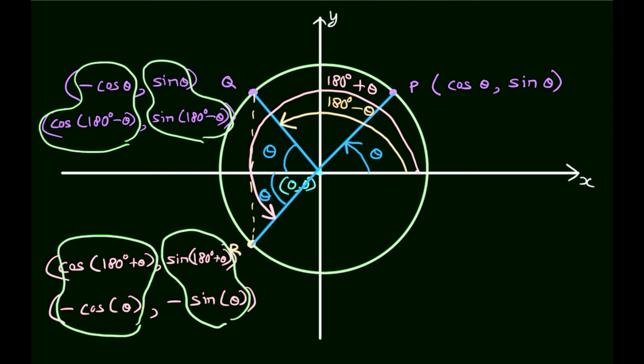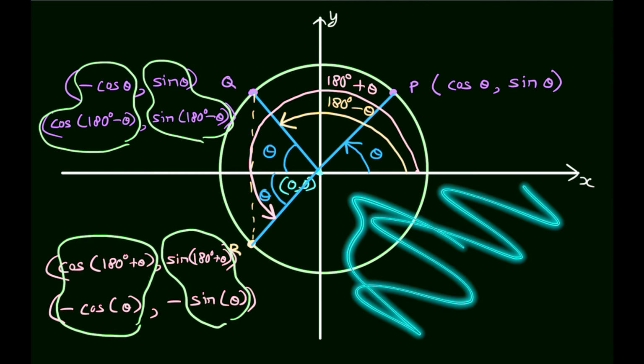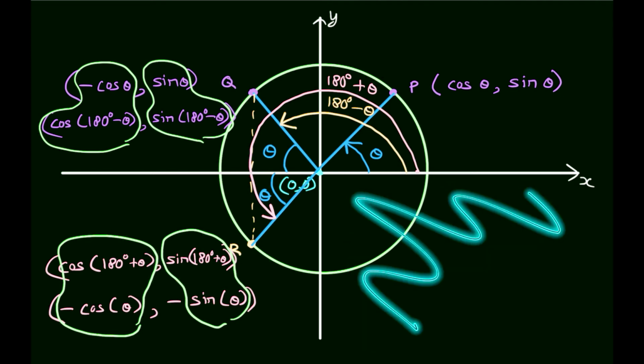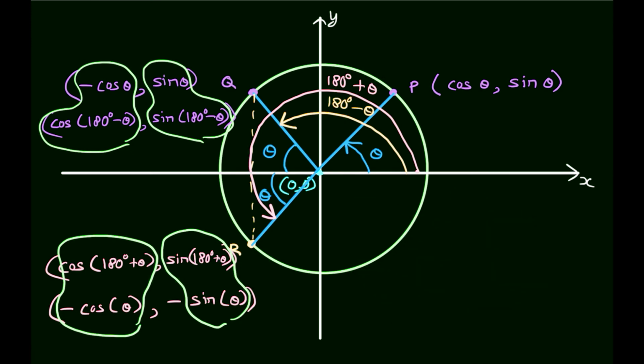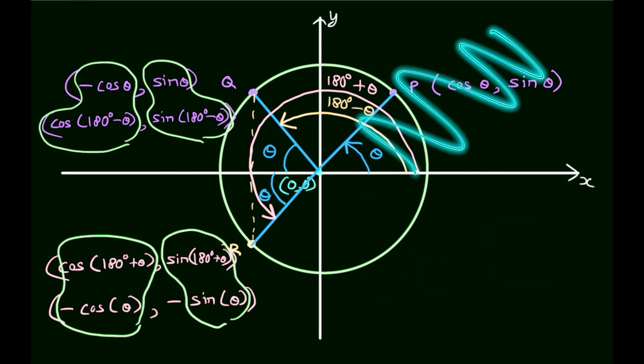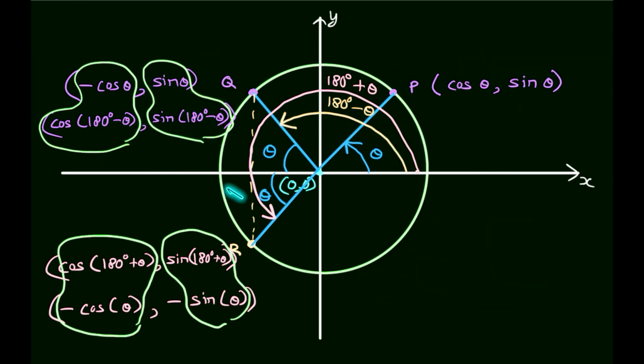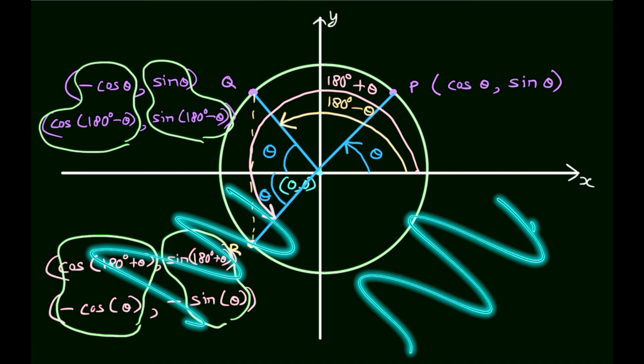Okay, now finally I can also do the same thing in this last zone. Later on we will see that there are names for these zones. This is called the first quadrant, this is the second quadrant, this is the third quadrant, and this is the fourth quadrant.